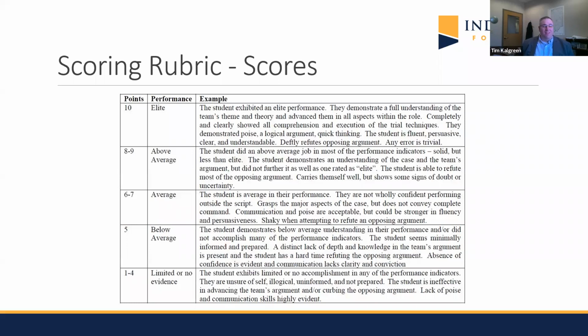Again, as we talked about, that 6 to 7 is considered our average range. And you work your way up to the above average or down to below average. At the top of the scale, a 10 should be reserved for elite performances in that trial element. As you work your way down, 1 through 4s really aren't scores that we anticipate seeing because that's just showing that there's really very limited or no evidence to be able to actually score the trial element.